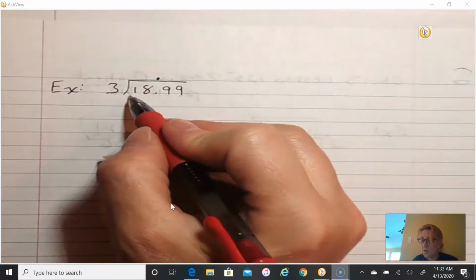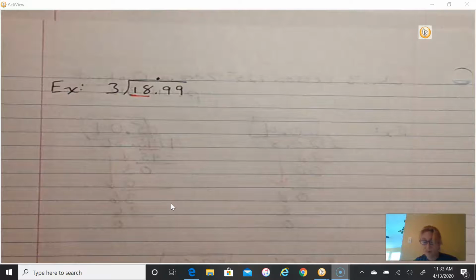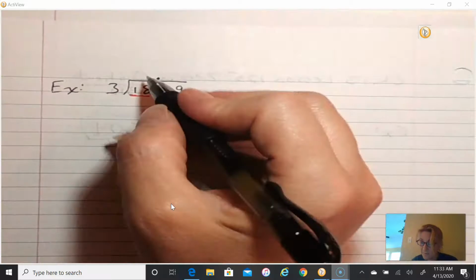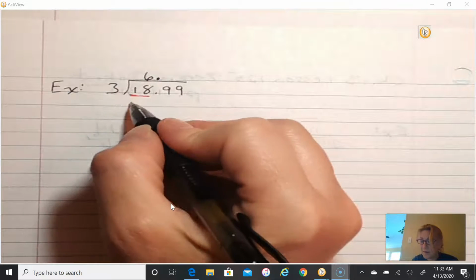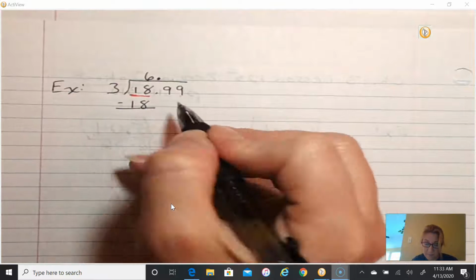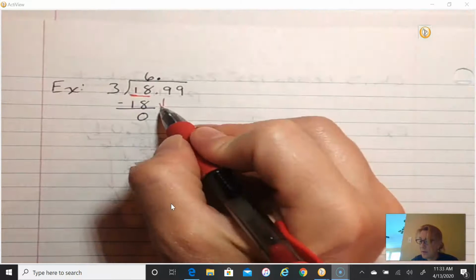Can 3 go into 1? Nope. So then we check, can 3 go into 18? Yes. 6 times. 6 times 3 is 18. We subtract, we get 0. Bring down your 9.